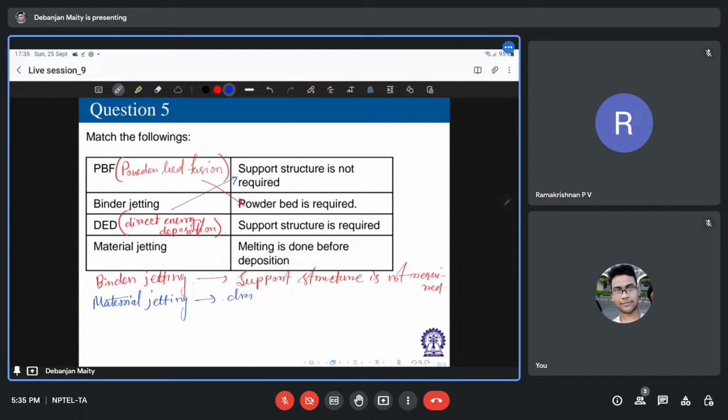it is droplets of photosensitive material that solidifies under UV light, and here support structure is required.